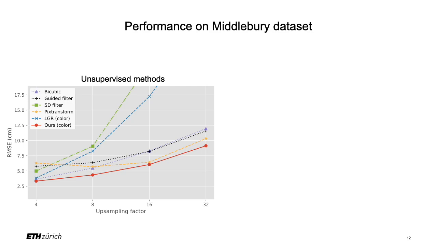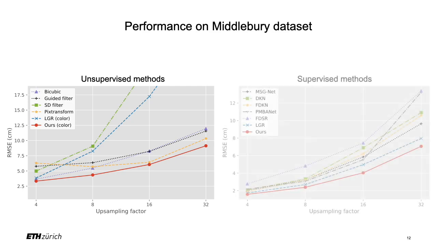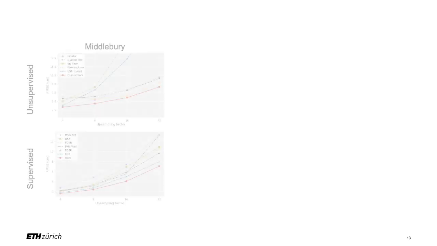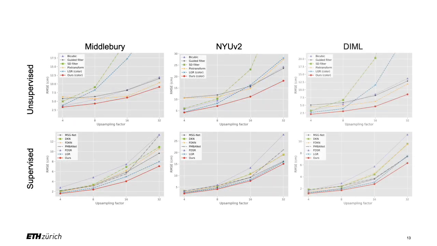The unsupervised version of our method, represented by the red line, outperforms all competing methods at a variety of upsampling scales. We also compared the supervised version of our method to competing approaches. Once again, we observe that our method outperforms all other approaches. The superiority of our result is especially pronounced for larger upsampling factors, such as times 32. Similar results have been observed using 3 well-known datasets in this field: Middlebury, NYUv2, and DIML.